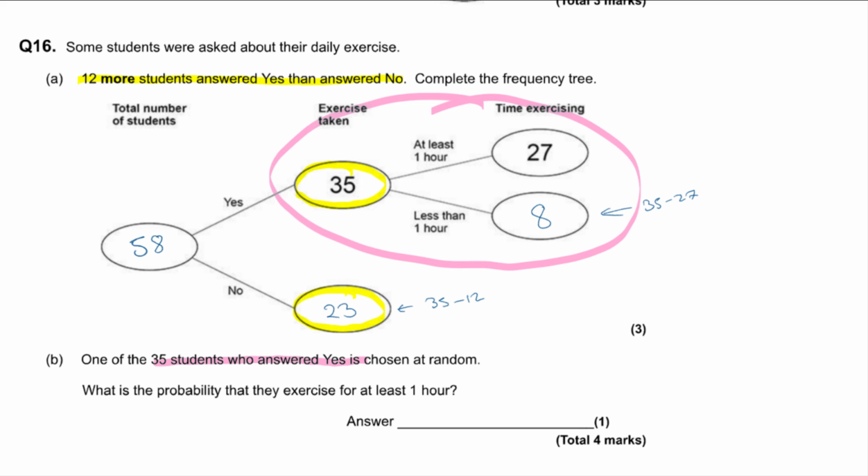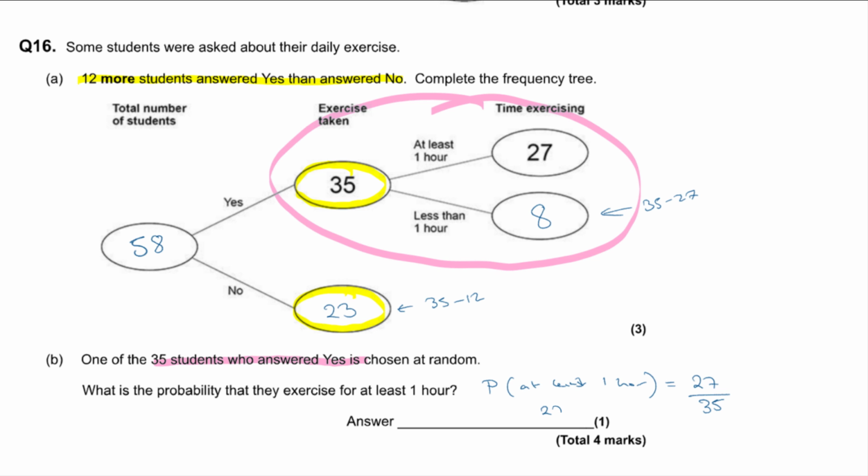Well, probability of at least 1 hour is going to be successful outcomes. How many people did exercise for at least 1 hour? That was 27, divided by total outcomes. How many people were there altogether who took exercise? It was 35.